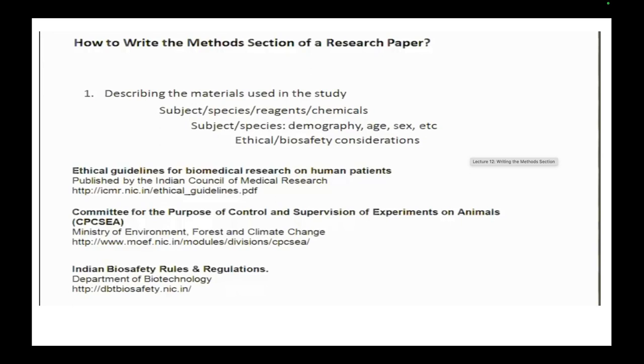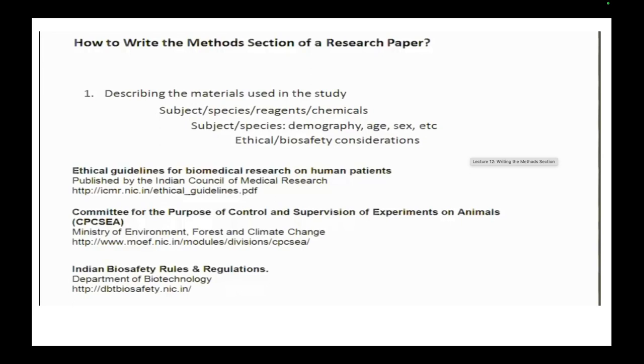Another is if you are doing experiments on animals, there is the Committee for the Purpose of Control and Supervision of Experiments on Animals, CPCSEA. This is one of the committees maintained by the Ministry of Environment, Forest and Climate Change. On the basis of this, there is one committee in every institute, the IAEC, Institutional Animal Ethics Committee, which is headed by this.